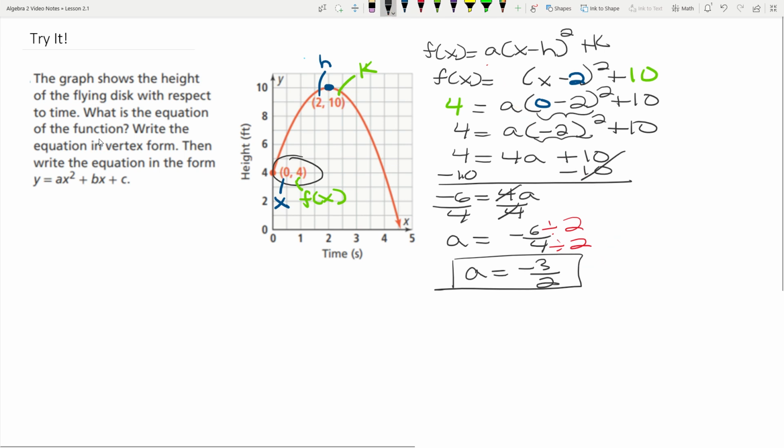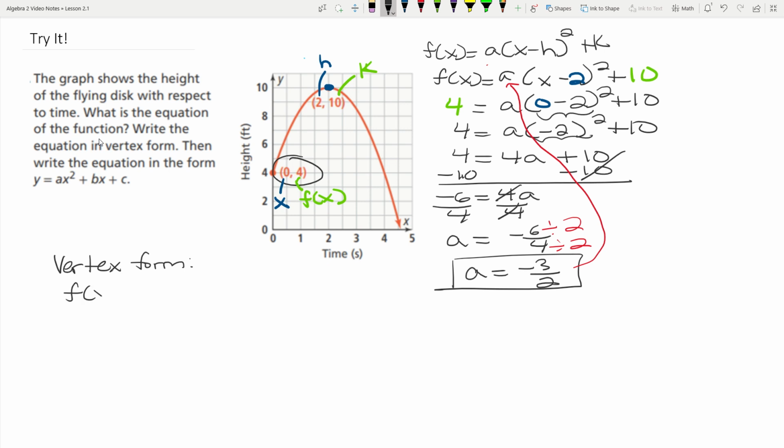Let's try it again. We're going to plug this in for a here. And then that'll give us our answer for the vertex form. So for the vertex form, just write it over here. We have f of x equals negative 3 over 2 times x minus 2 squared plus 10. All right, so that's our vertex form.